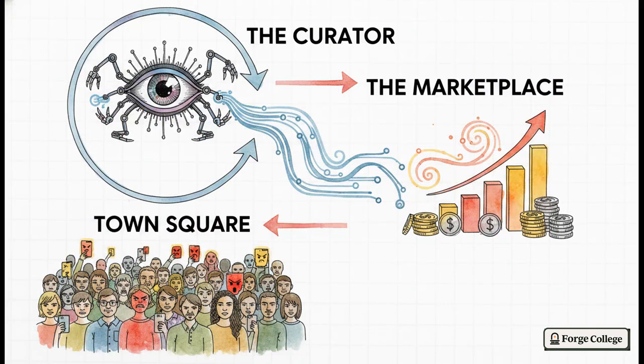Now, the absolute key element here is this continuous feedback loop. Check this out. If the curator starts favoring, say, really engagement-heavy content, the marketplace financially rewards it. And that, in turn, shifts how everyone behaves back in the town square. If the algorithm decides that angry, sensational videos keep people watching longer, creators are going to start pumping out angry, sensational videos to earn that marketplace value. It's this powerful, self-reinforcing loop that literally modifies human behavior on a mass scale.